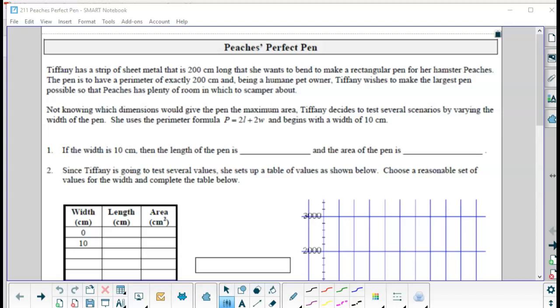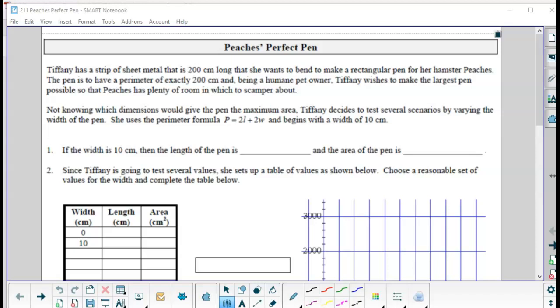So, Peach's perfect pen, what does that mean? Well, Tiffany is actually Mrs. Tong's daughter. Mrs. Tong used to teach here. When she was a little girl, Tiffany had a strip of sheet metal that was 200 centimeters long that she wanted to bend to make a rectangular pen for her hamster named Peaches. The pen is to have a perimeter of exactly 200 centimeters, and being a humane pet owner, she wishes to make the largest pen possible so that Peaches has plenty of room to scamper about.